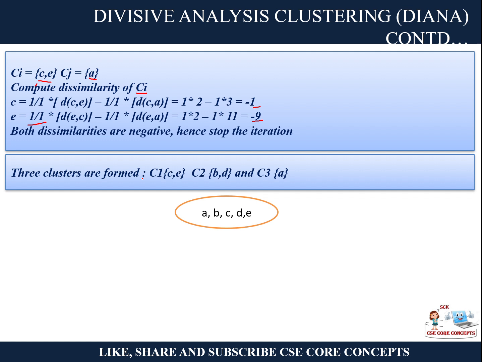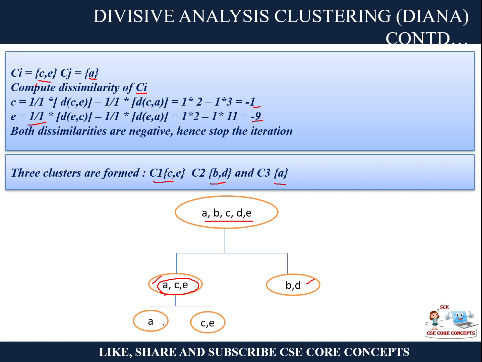So now how many clusters are formed? The first cluster Ci, let's say, is C and E. Second is B and D. And third is A. So in Diana we consider all the elements in the first cluster. Then as I divided, I got two clusters, that is A, C and E, and one forming B and D. Then the diameter of this cluster said that it can be divided further. So we divided it further into A and another as C and E. So how many clusters did we get here? 1, 2 and 3.